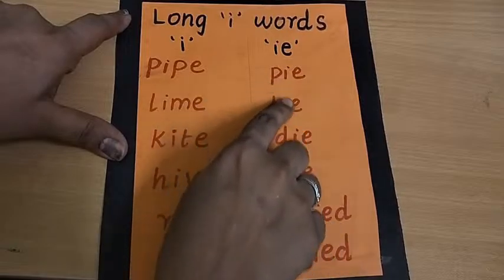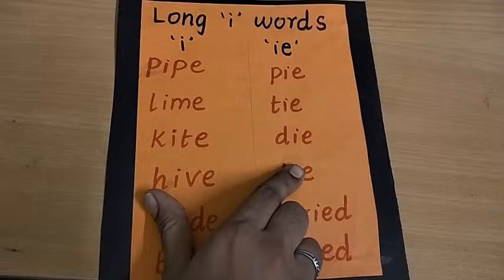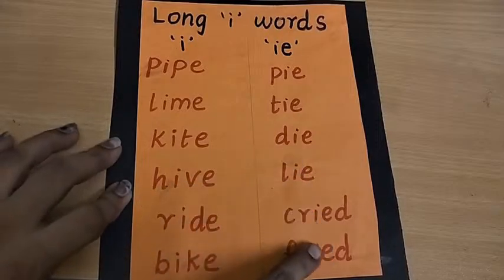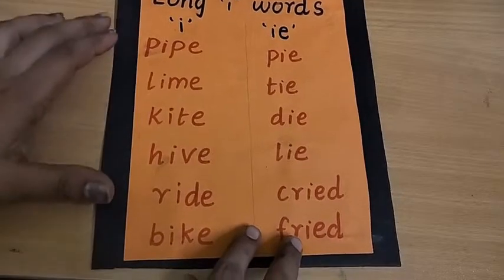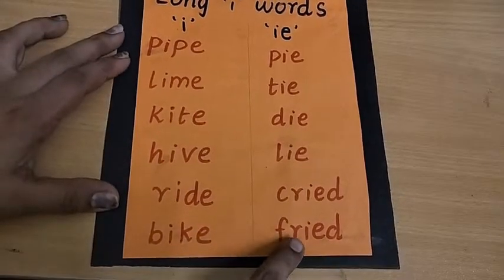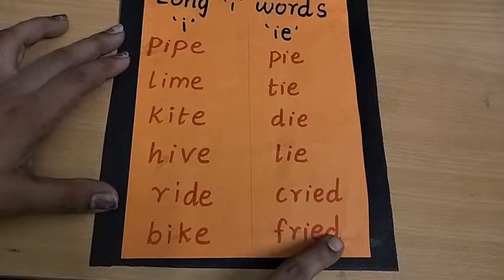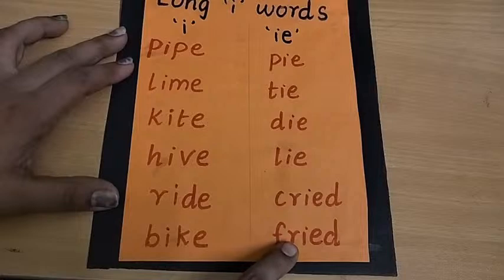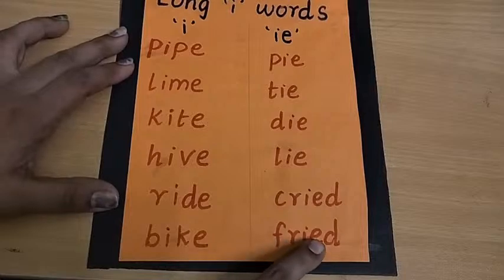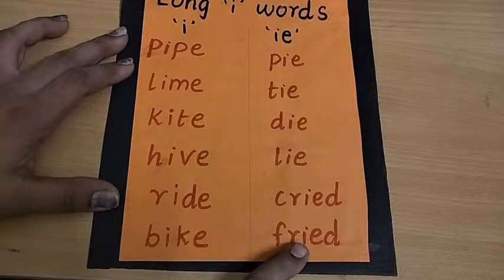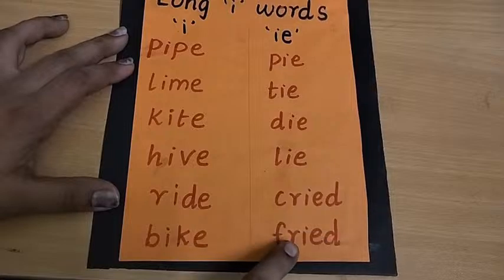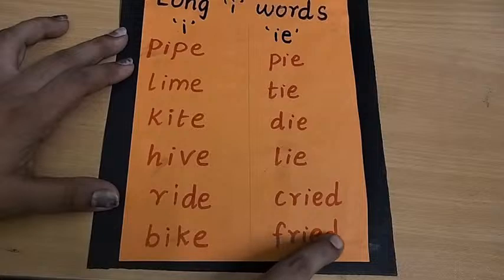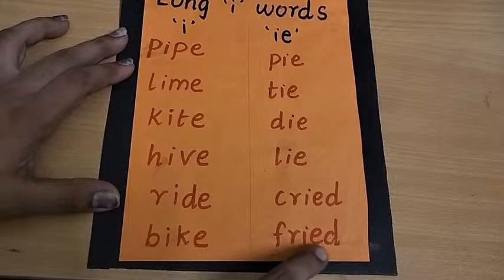So this I, it is not a rule that it should come only at the end. It also comes in between the word. Okay, next one, F R I E D. The sound of F is F. The sound of R is R. Next I E, you have to take the sound of the first vowel, that is I. Next D. F R I D, fried. F R I D, fried.